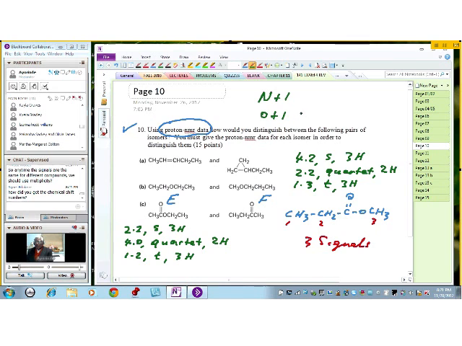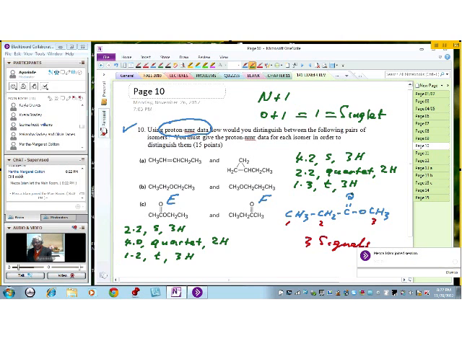That is 0 plus 1 equals 1, which is a singlet, because it is not seeing any hydrogen. Okay? So anyway, in this particular instance, you look at this data and you see that the NMR data for this is definitely different from the NMR data for this here.